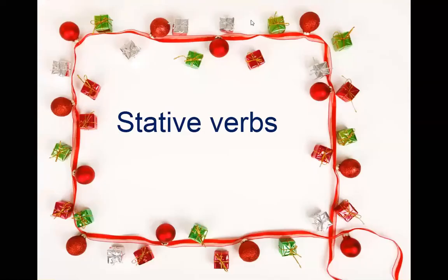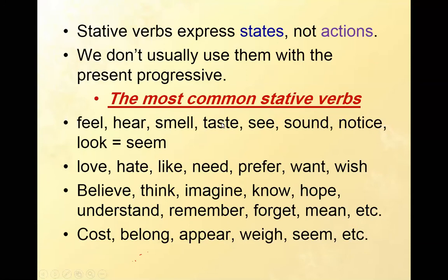Let's go to the stative verbs. What are stative verbs? They are verbs which cannot come in a continuous form. Stative verbs express states, not actions. We do not usually use them with the present progressive. They cannot come in a progressive form, like feel, hear, smell, taste, see, sound, notice, look, equal, seem. When you say, for example, you look awesome today.